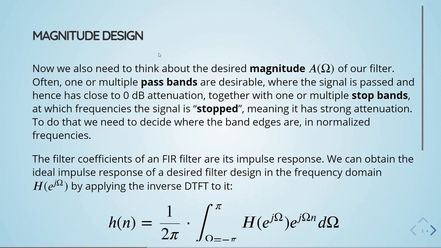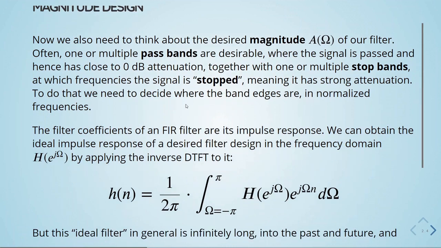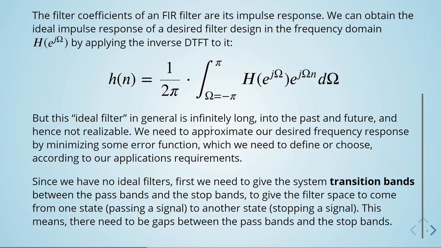So the filter coefficients of an FIR filter, the finite impulse response filter, are its impulse response. So we can obtain the ideal impulse response of a desired filter design in the frequency domain by applying the inverse DTFT to it. The thing is that an ideal filter in general is infinitely long. It goes into the past and in the future, and it's not realizable.